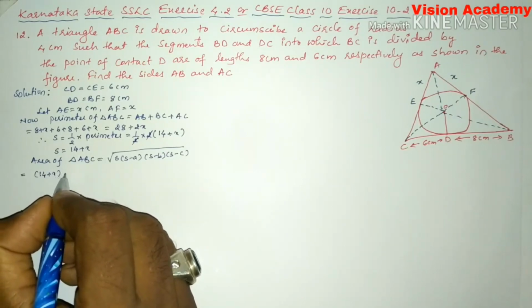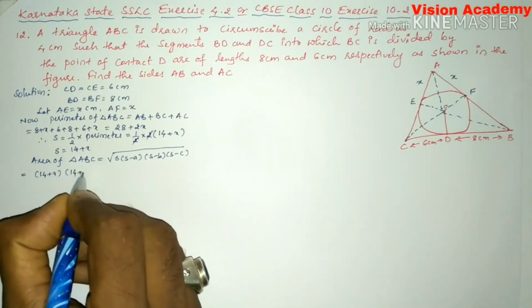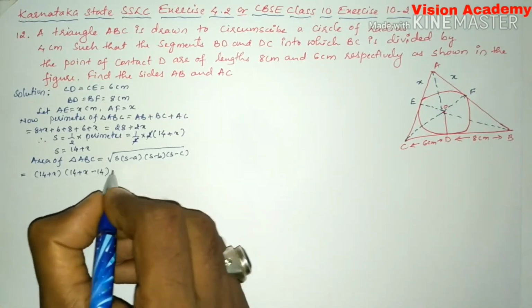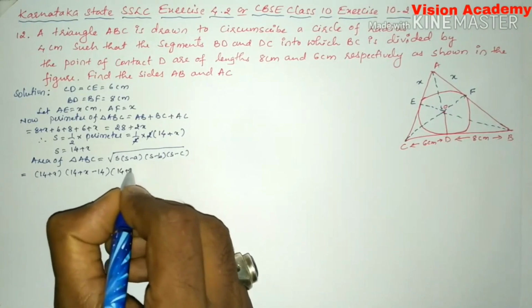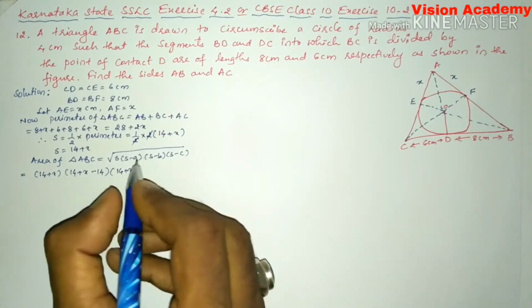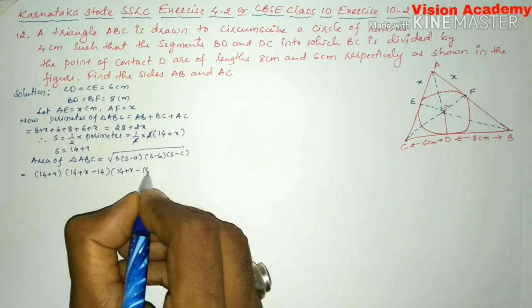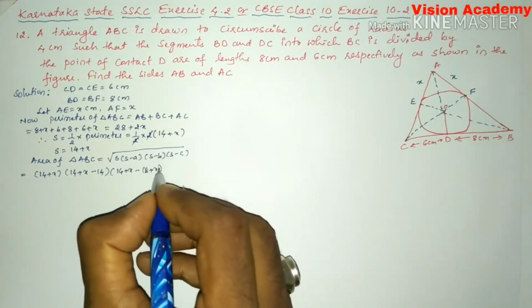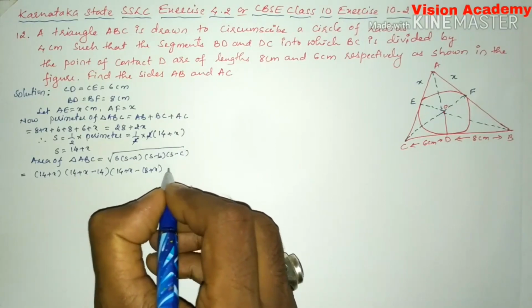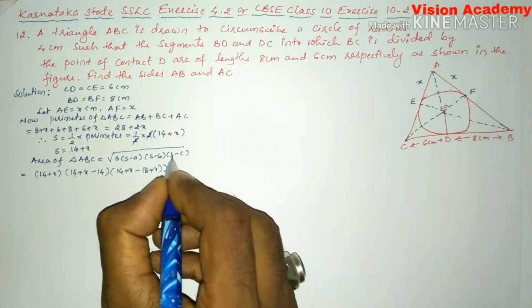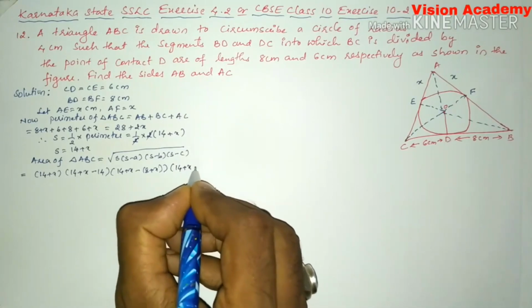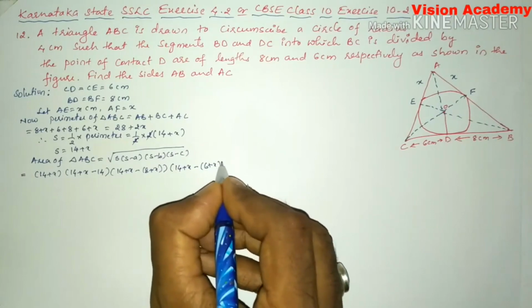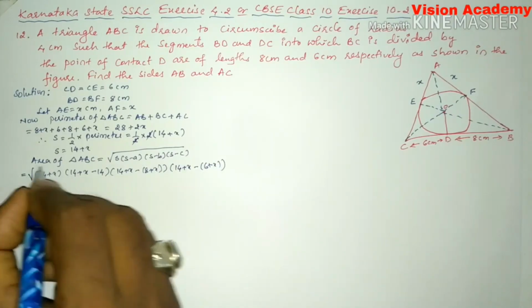Next we will write 14 plus x minus 14, that is side a. Next, s minus b is 14 plus x minus 8 plus x, or 6 plus x we can write. Next, s minus c is 14 plus x minus of 6 plus x. So the whole square root we can write.